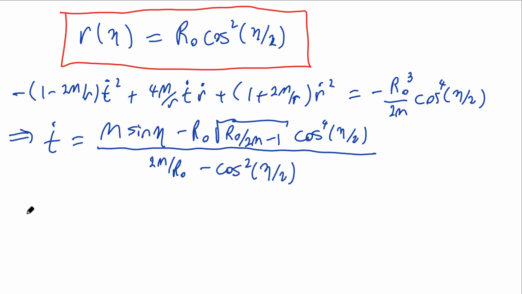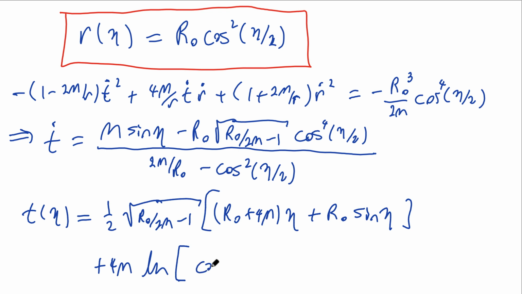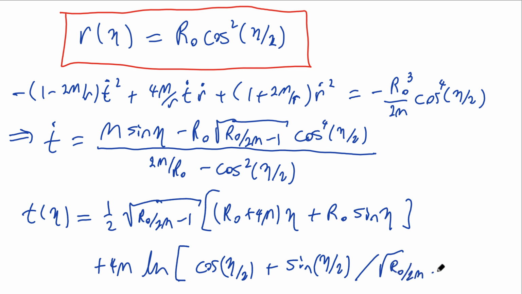And now we can integrate this equation to obtain t as a function of eta, and the result is 1/2 square root of (R naught over 2m minus 1) times the quantity (R naught plus 4m) times eta plus R naught times sine of eta, plus 4m times the natural log of cosine of eta over 2, plus sine of eta over 2, divided by the square root of (R naught over 2m minus 1).